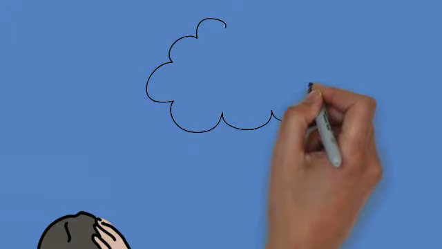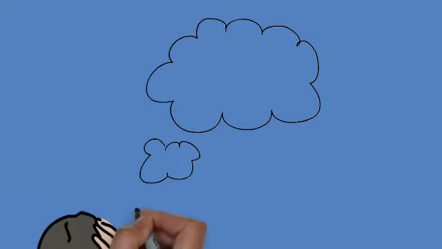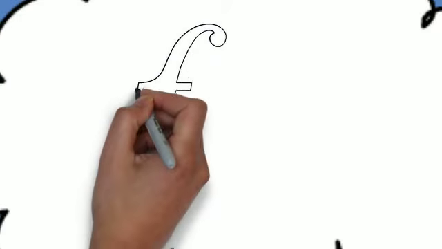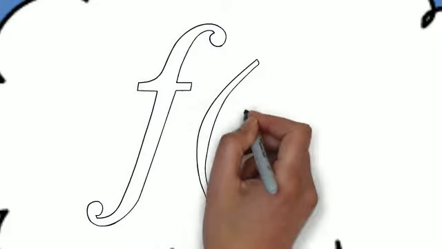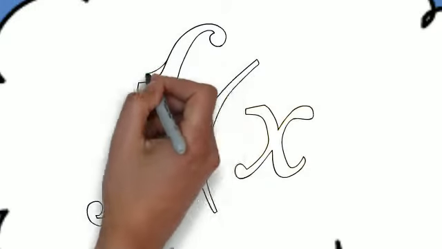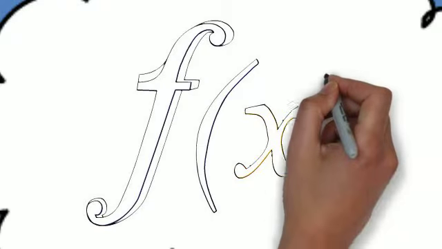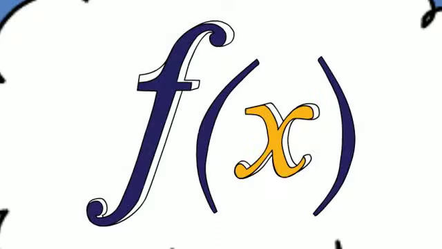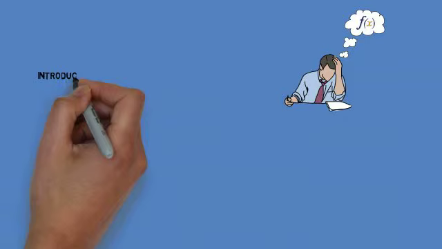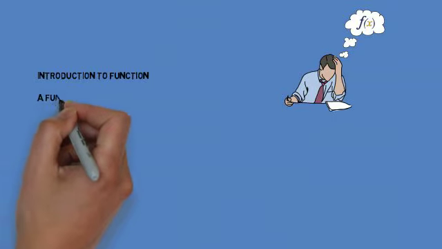Today we look at, or discuss, one of the very basic topics in mathematics known as a function. Firstly, we look at the definition of a function. A function is a rule that assigns to each input number exactly one output number.